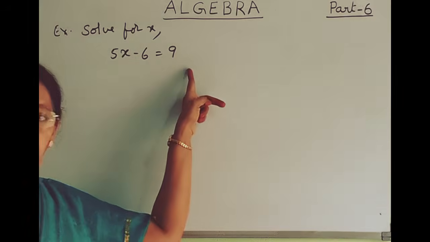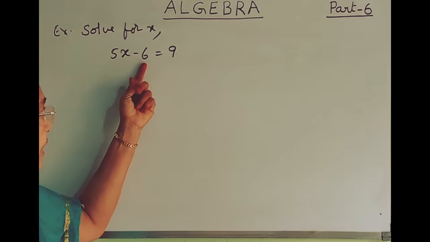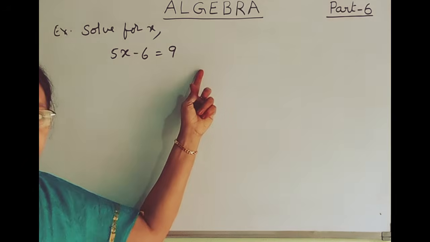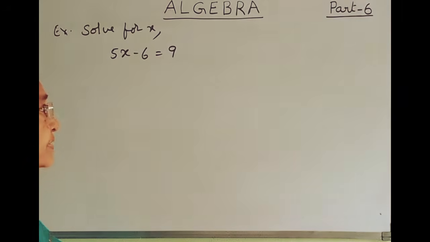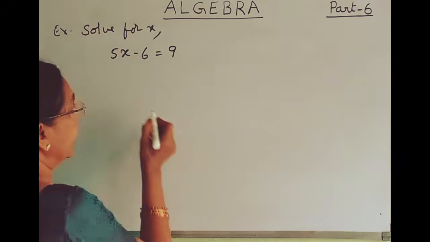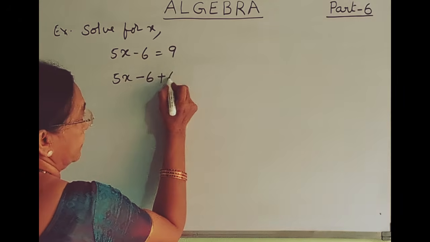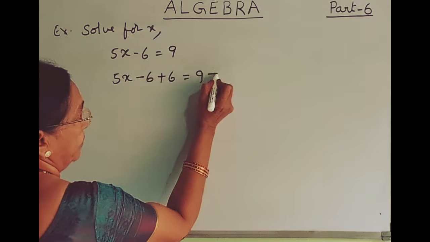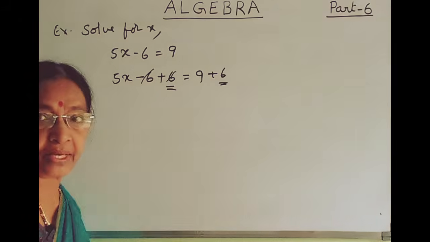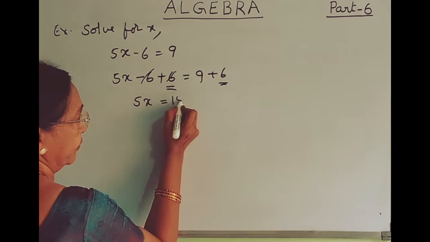5x minus 6 is equal to 9. Here on the left hand side there is a variable and also a constant. Therefore, we have to take this constant to the other side, or using the properties of equality, add 6 on both sides of the equation. So minus 6 plus 6 is equal to 9 plus 6. Here 6 is added on both sides. Therefore, minus 6 plus 6 becomes 0. We get 5x is equal to 9 plus 6, 15.